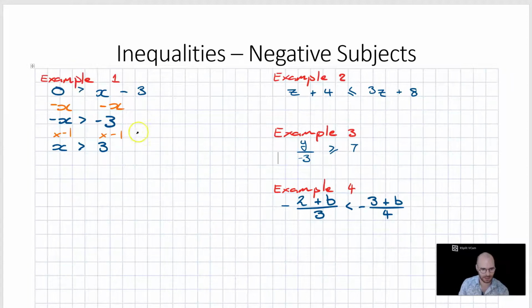Problematic in that, consider the jump between this line here and this line here. So negative x is greater than negative 3, and if we go down here, x is greater than 3. These two lines don't actually make sense, or they don't agree with one another. The reason is that when we multiply, or divide for that matter, an inequality by a negative number, we have to change the direction of the inequality symbol.